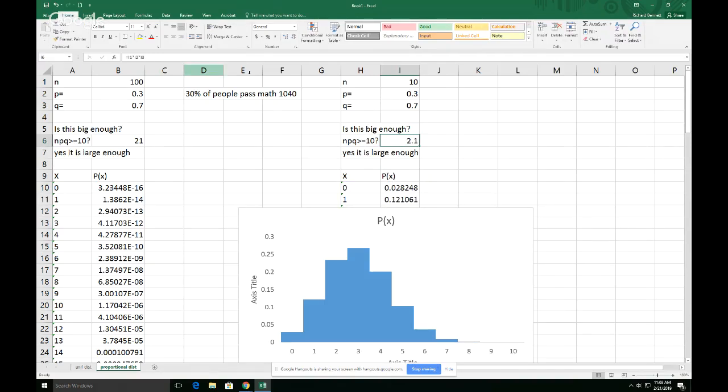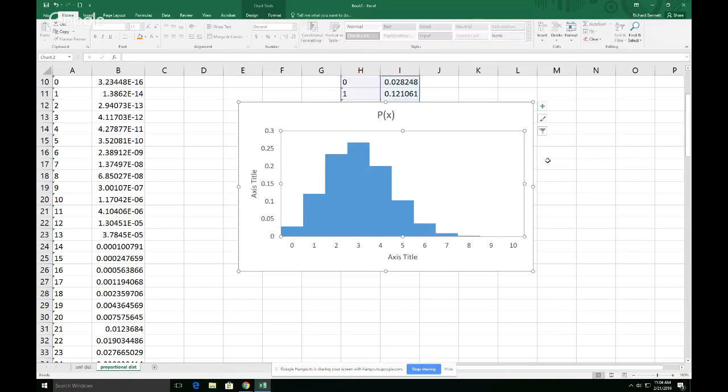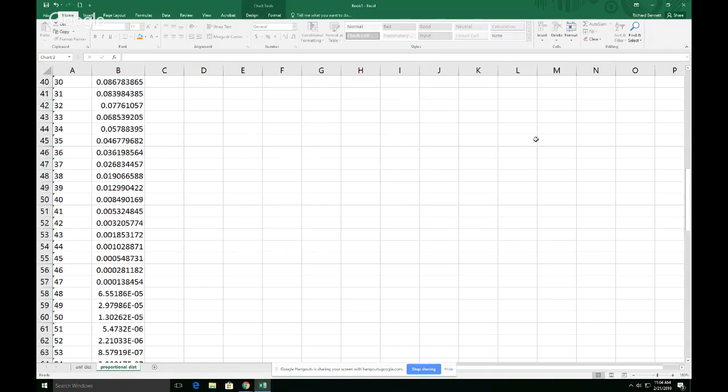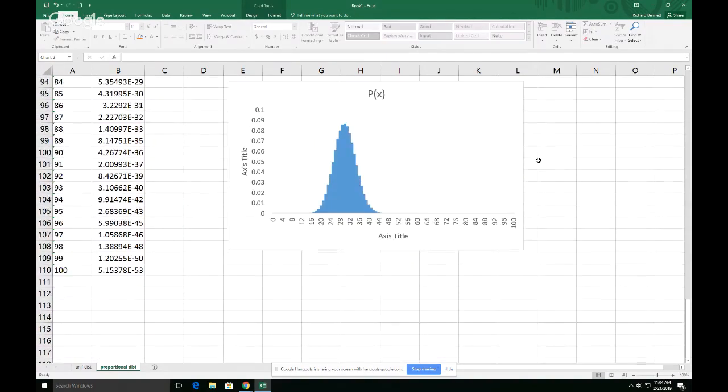According to this, oh, actually, it's only 2.1, right? So you can see if my sample size is 10 as opposed to 100, would you say this is right skewed or left skewed? Right skewed. Probably right skewed, right? Okay. All right, so once again, if your sample size is large enough, it will look like a nice bell curve. Okay? So this is an illustration of the central limit theorem.